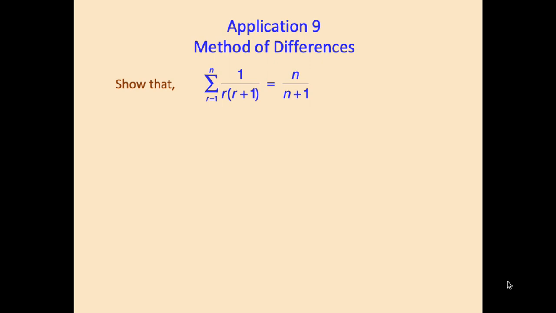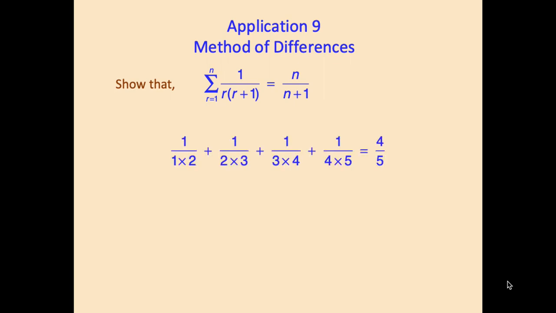Application 9, the method of differences. This gets a bit more technical here. So the problem is to show that the sum from r is 1 up to n of 1 over r times (r plus 1) is equal to n over (n plus 1). Well, let's just have a look at the arithmetic here.